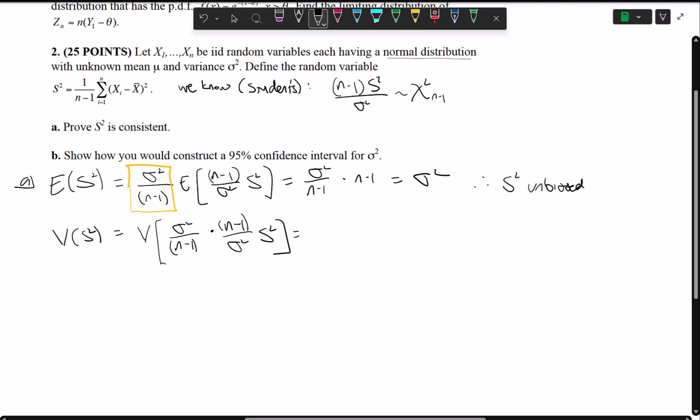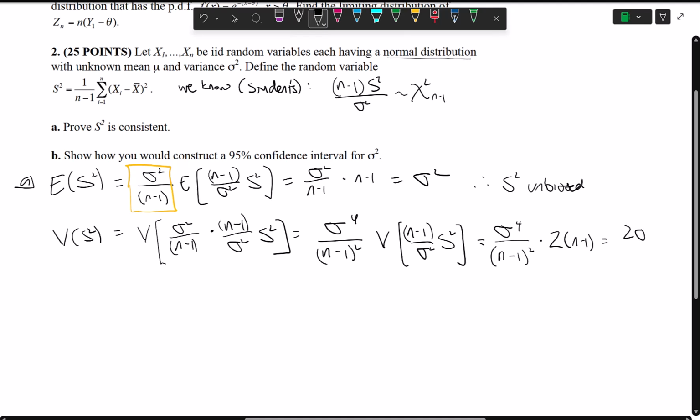Instead, what we need to do is pull it out with the square. So there's sigma to the 4th over (n minus 1) squared, times the variance of a random variable that has a chi-square distribution with n minus 1 degrees of freedom. What is the variance of a chi-squared? Yeah, it's 2 times the degrees of freedom. This would be 2 sigma to the 4th over n minus 1.